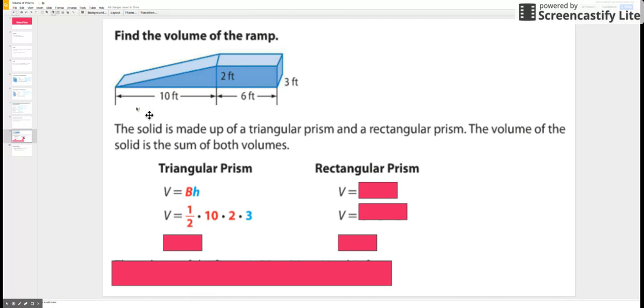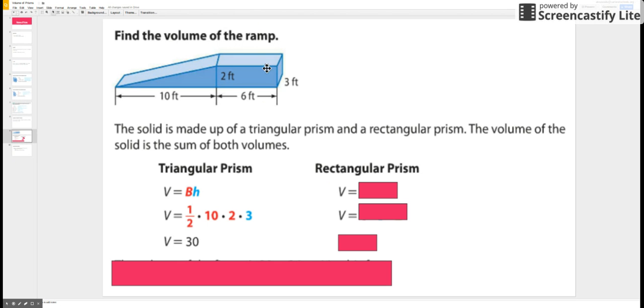Okay, in other words, if we were to turn this so that the triangle would be down on the table, the height would be 3 here. Okay, so let's solve. 1/2 of 10 is 5, times 2 is 10, times 3, and you end up getting 30. Let's look at our rectangular prism.